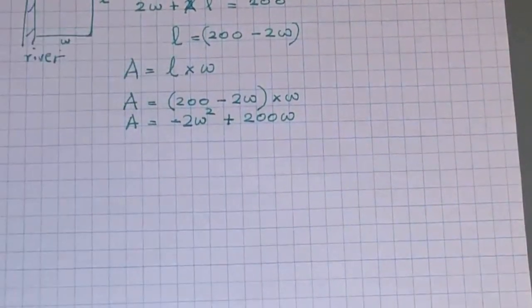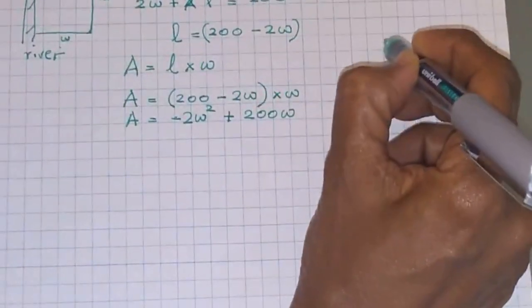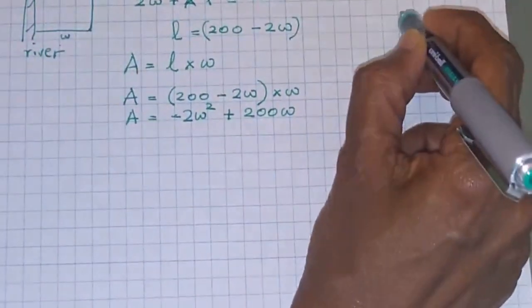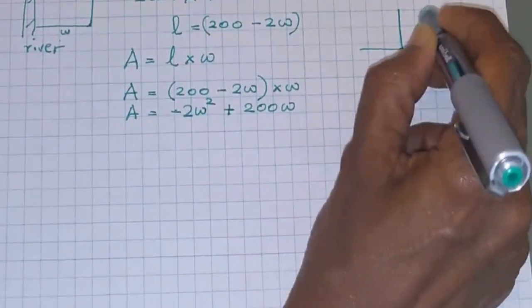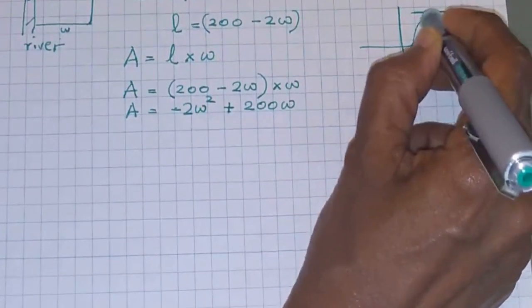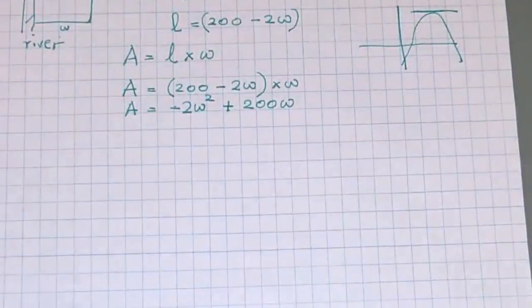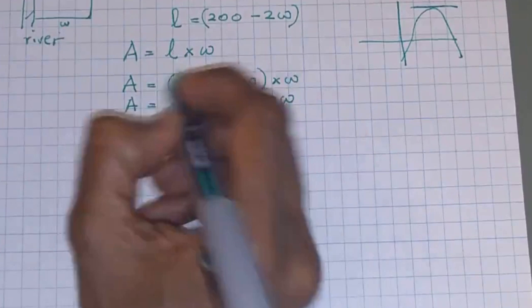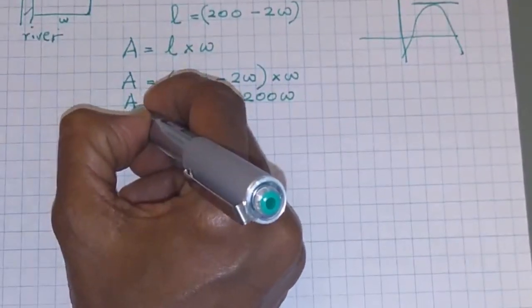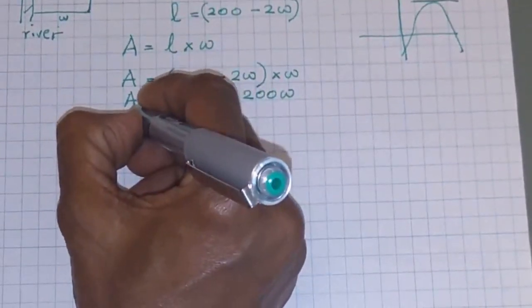Since this is a quadratic relation and I have a negative sign, it's going to be opening down, and it's going to have a maximum, and that's the value that we are after. So let's do completing the square to find the dimension that would make the maximum area.